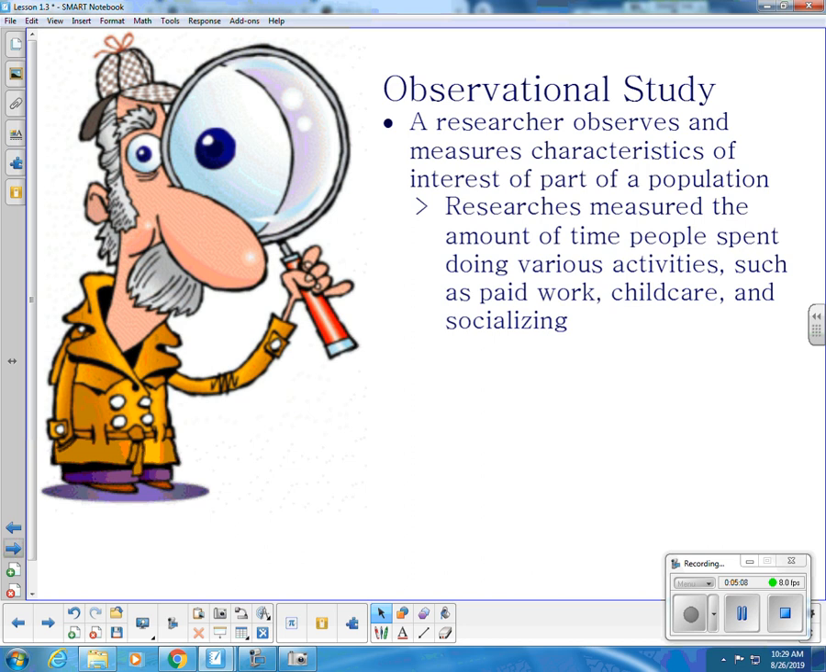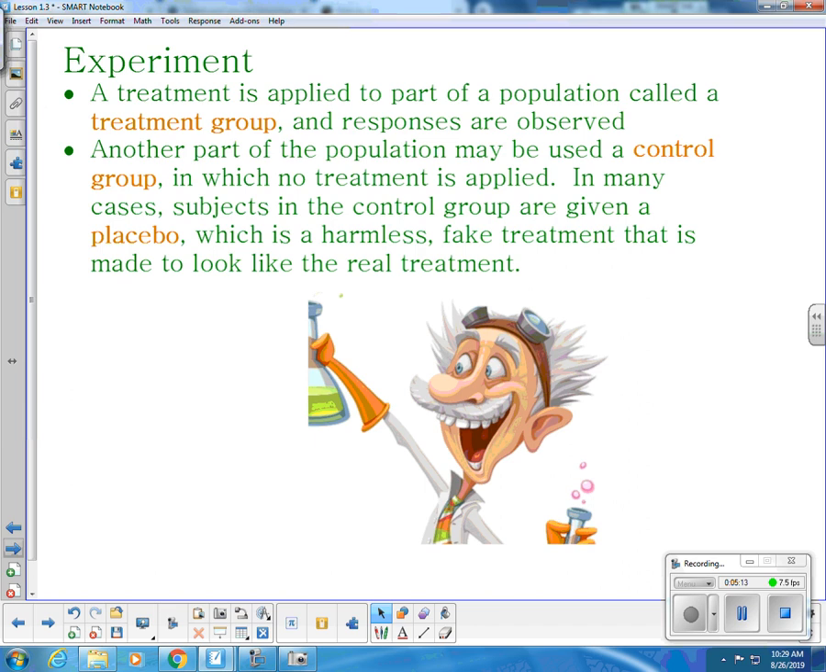Okay. And then the other type of study would be an experiment. So in an experiment, you have a treatment that you're applying to part of the population. That's called the treatment group. And you observe how they react to that treatment. You try to get them to quit smoking or sleep better.